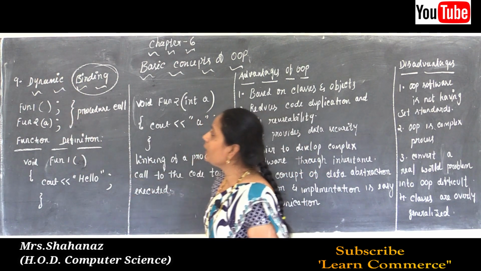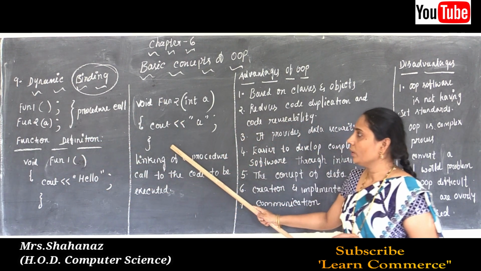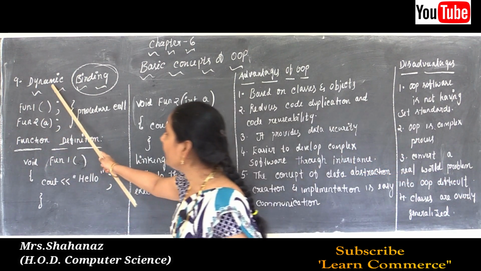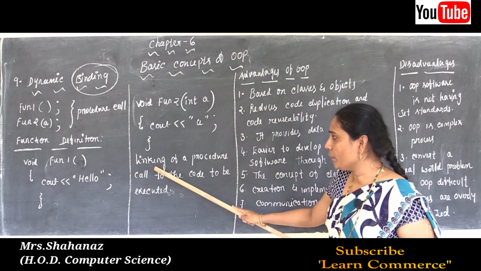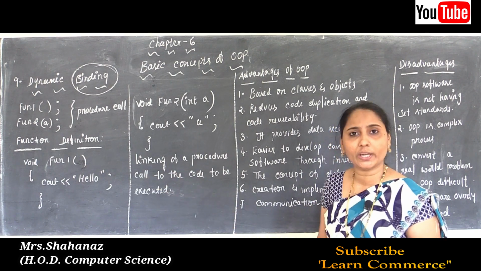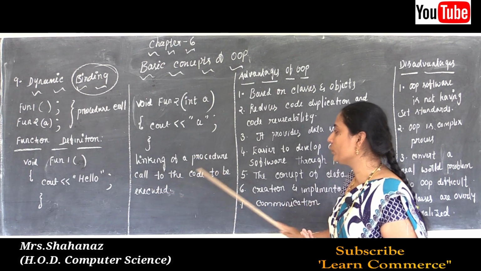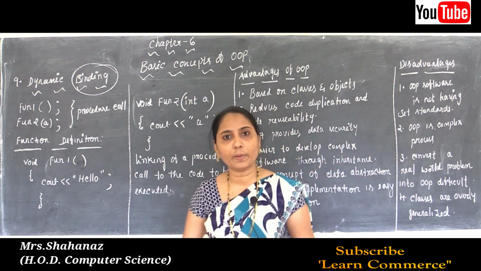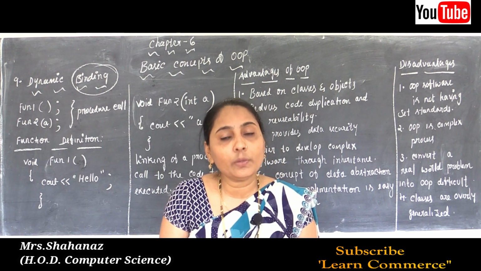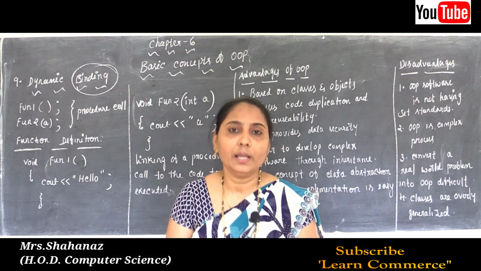Now let us see the meaning of dynamic binding. I have already written some code. Binding means the linking of a procedure call to the code to be executed. What is the meaning of this? The meaning is very simple. Dynamic binding means the code associated with a given procedure call is known only at the time of program execution. Clear this point?